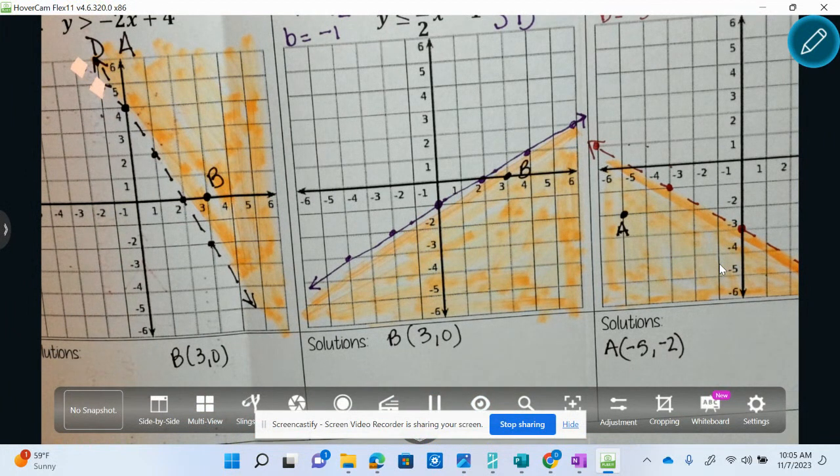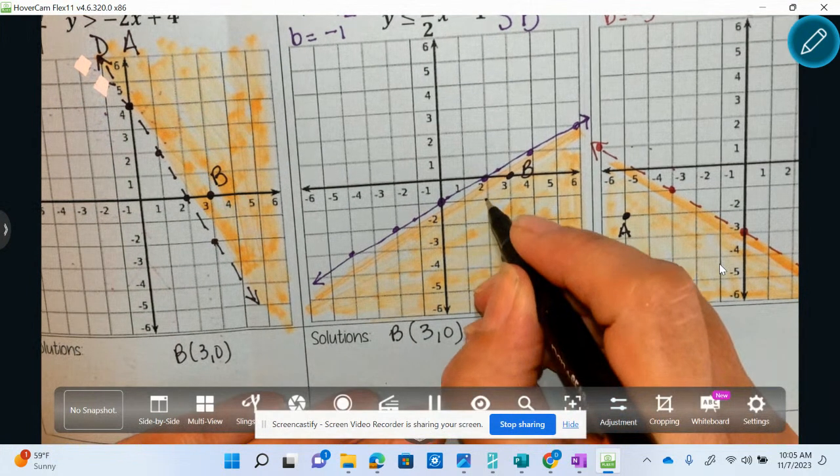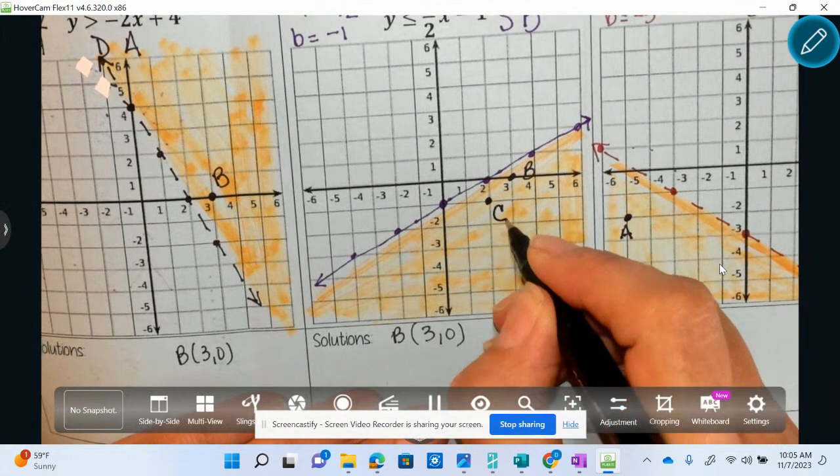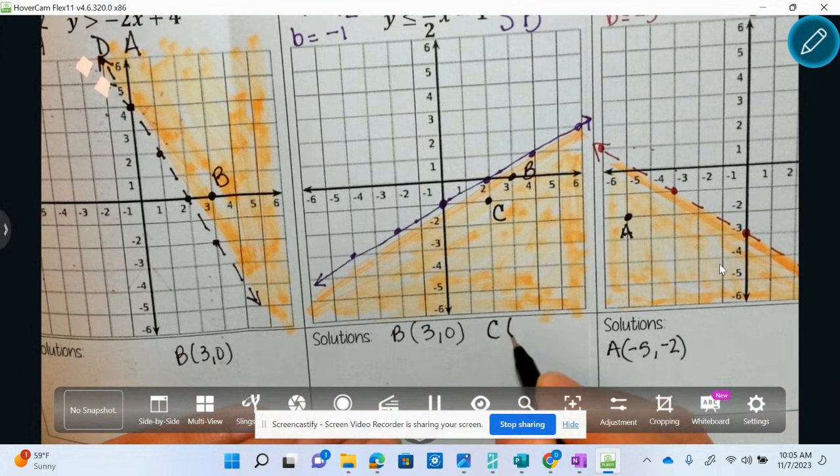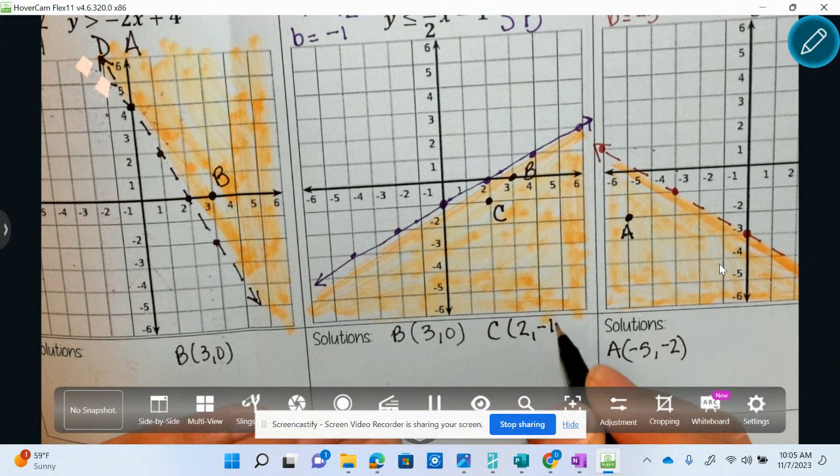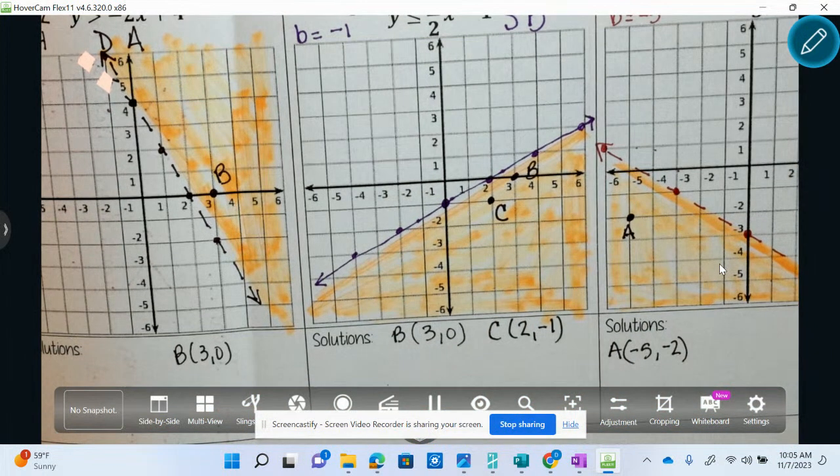What about the ordered pair 2, -1? 2, -1, C. Yeah, it only fits in the second one. 2, -1 is right here. That's point C.